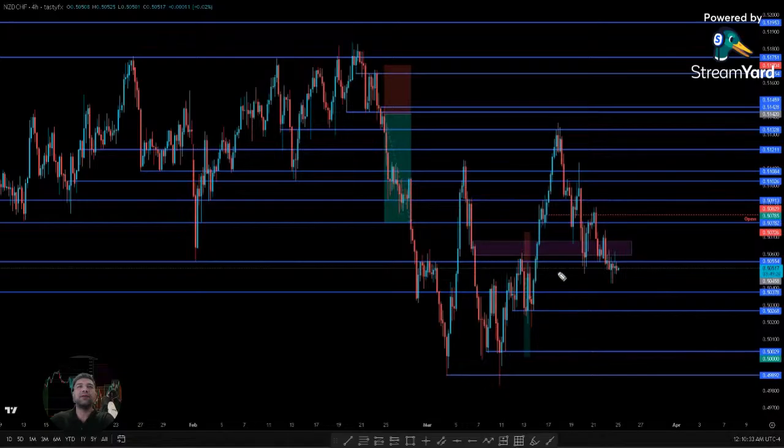NZDCHF right here again, breakout again, prices are pulling back. The likelihood is that price can pull back down there, but it all depends upon the scenarios.